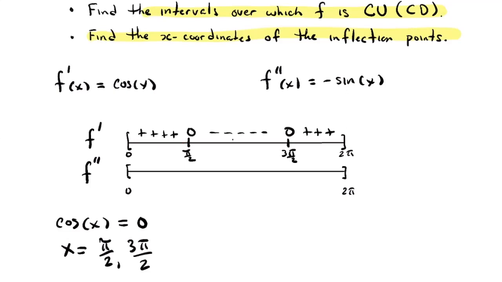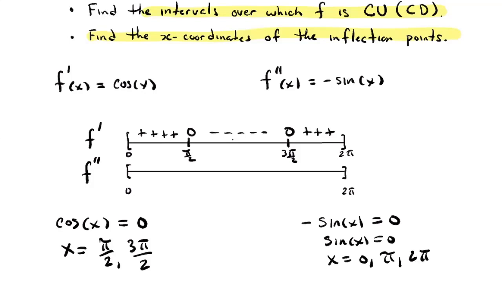You can choose values and use a calculator to do that too, but I'm taking advantage of my unit circle trig. I also need to know when the second derivative is equal to 0. These things are continuous, defined everywhere functions, so the only critical points will be values that make them 0. Minus sine is 0 if and only if sine is, and that happens at 0, pi, and 2 pi. So some endpoints, 0 and 2 pi, and then right in the middle.